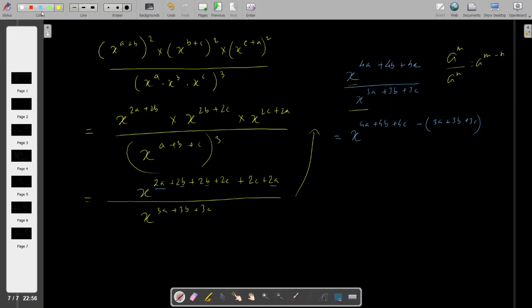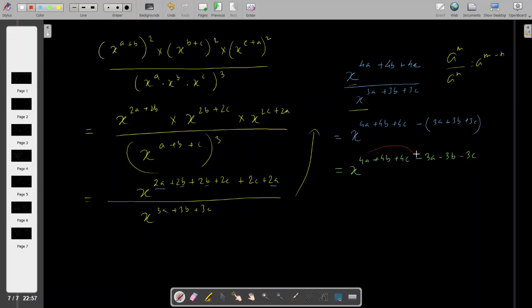Now x to the power 4a minus 3a, 4b minus, okay, if you open it I'll write one more step, you might get confused. So it will be 4a plus 4b plus 4c minus, if you open the bracket, all the terms inside the bracket are positive, so there is a minus sign outside, so it will become negative. So it will become minus 3a minus 3b minus 3c. Okay, now just subtract it.